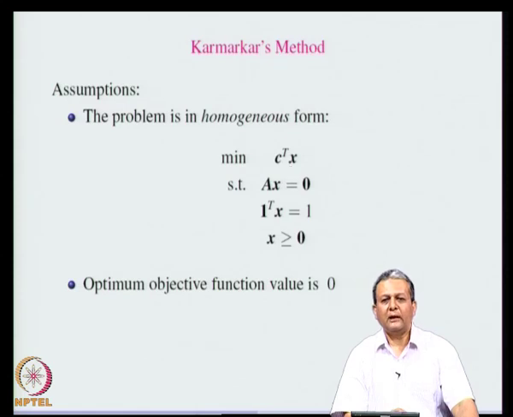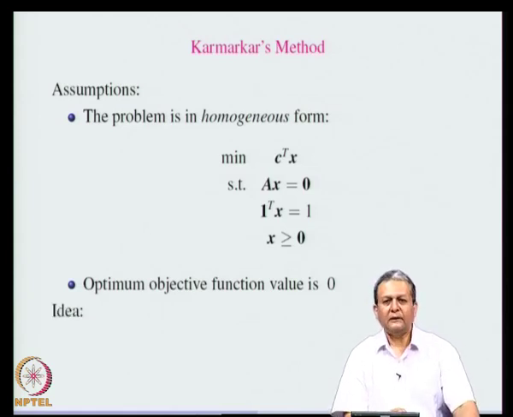Now, if one has some knowledge about duality and dual functions, then one can appropriately choose the dual function so that the optimum objective function value can be assumed to be 0. So, these are not serious drawbacks of Karmarkar's algorithm, but these assumptions make the algorithm simple.